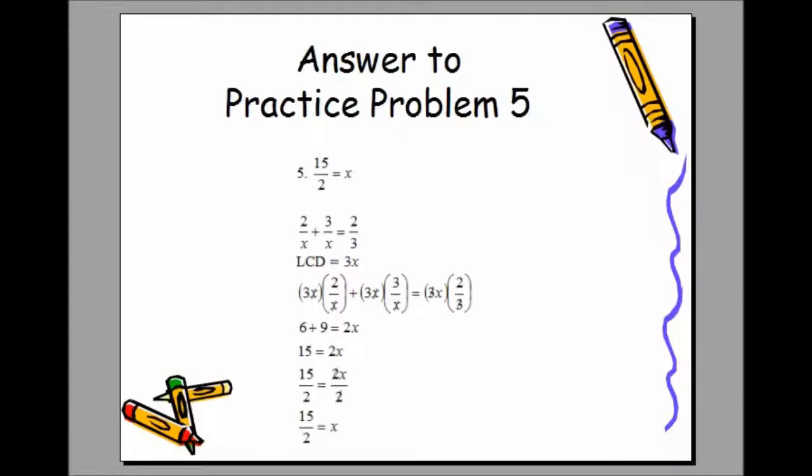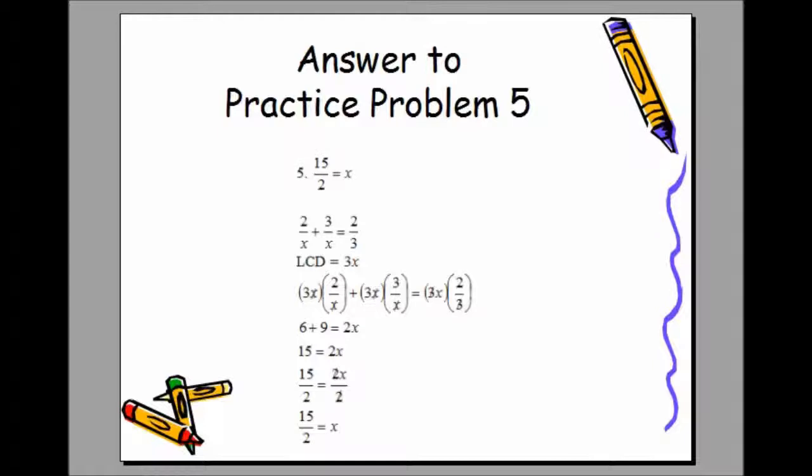The answer to our last problem is 15 over 2 equals x. If we look at the original problem, the denominators are x, x, and 3. The least common denominator is 3x. Multiplying every term on both sides of the equation by 3x gives us 3x times 2 over x plus 3x times 3 over x equals 3x times 2/3.